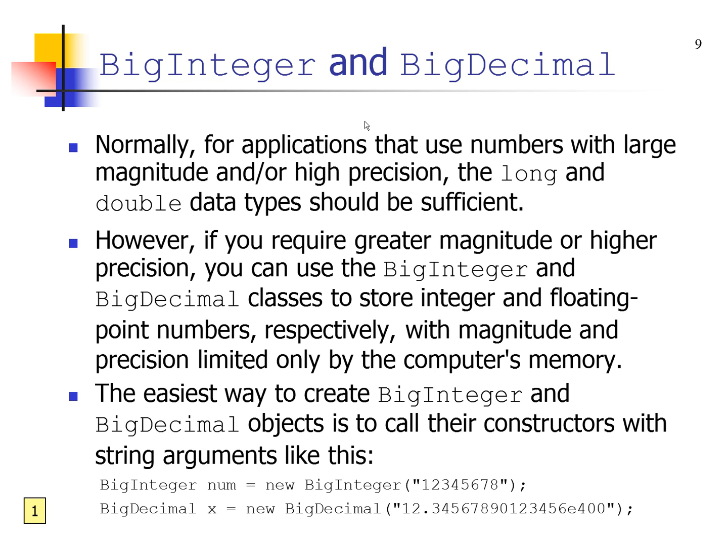Okay, BigInteger, BigDecimal. I don't think we're using it in any of our projects, but I do use it in another class I teach. It says that normally, for applications that use numbers of large magnitude and high precision, the long and double data types should be sufficient. In other words, a double or a long could hold quite a bit. However, if you require anything bigger, you can use BigInteger or BigDecimal. They have large magnitude, and the precision is only based on the computer's memory.